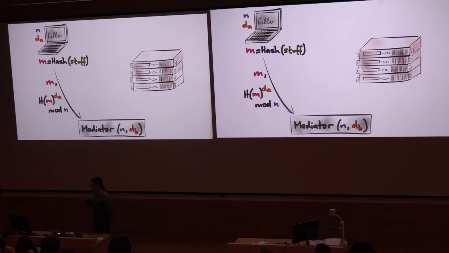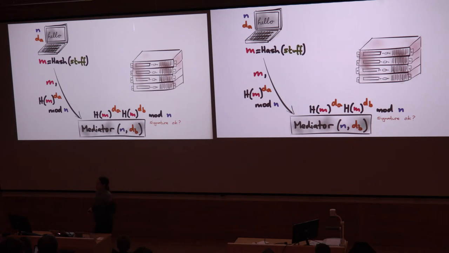And what the mediator does now is it doesn't just simply take M to the DA, M to the DB, and send it back. It first checks this hash to the power DA, which acts as an authenticator for that particular request. Because now the mediator can use its own DB and calculate the hash of the message that came in using the same hash function, raise it to the power DB, and check whether what it constructs there is a valid signature for the user's public key. If it is a valid signature, then the user has proved that they know the correct DA without giving anyone DA. But if this does not construct a valid signature, then the mediator just says, no, sorry, I'm not going to do any signing for you.